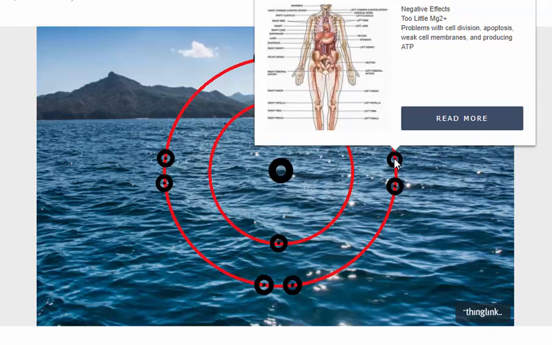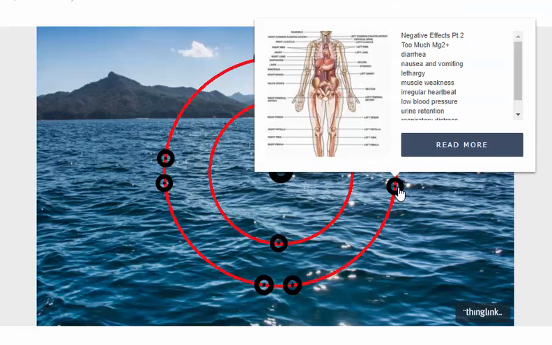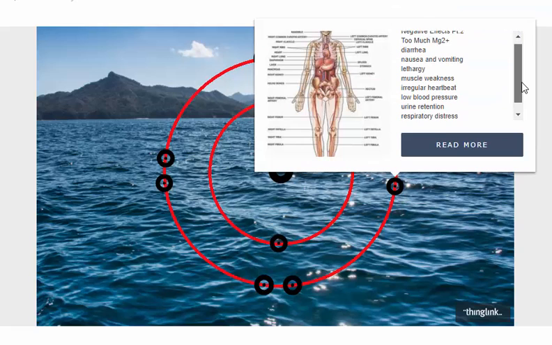So some negative effects of having too little of the magnesium ion is that you can have problems with cell division, apoptosis, weak cell membranes, and producing ATP. And too much magnesium ion, it can result in diarrhea, nausea and vomiting, lethargy, muscle weakness, irregular heartbeat, low blood pressure, urine retention, respiratory distress, and cardiac arrest.